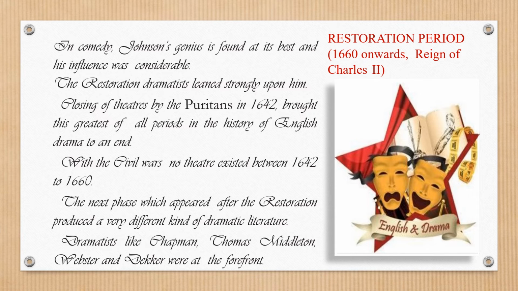So with the civil wars, no theatres existed between 1642 and 1660. Then the next phase of English drama began. This is also called the Restoration period, and in this period a different kind of dramatic literature developed. The dramatists that were leading at that time were Chapman, Thomas Middleton, Webster and Dekker. They were in the forefront, and they had established their style of writing.